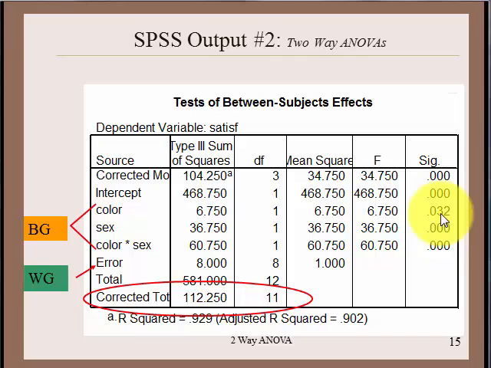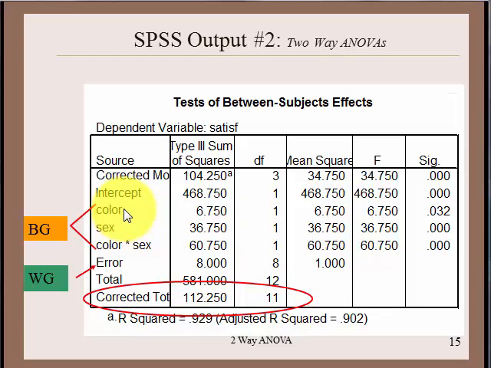So I'd say there's a main effect for color. Second question, is there a main effect for sex? I'd look at that, I'd carry that across, I'd see there's an F there, 36.7. Is it statistically significant? Yes. And then I come down here to color by sex. Is there an F that's statistically significant? Yes. So I have 3 significant effects.